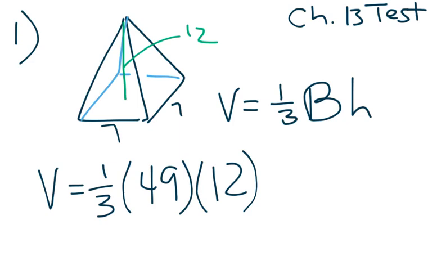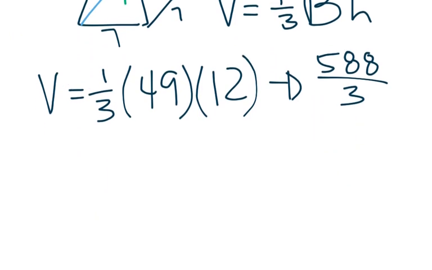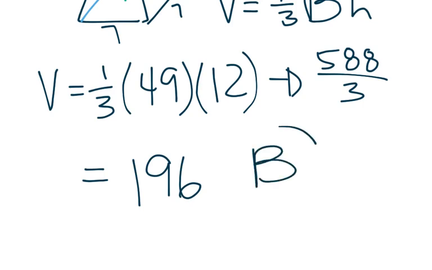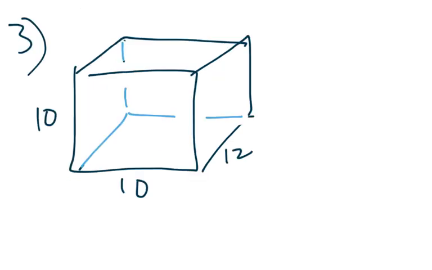So now we are going to multiply 49 times 12, which is 588, and we are going to divide that by 3, because when you multiply something by 1/3, it is the same as dividing it by 3. So 588 divided by 3 is 196. So let's look at our answers, A, B, C, or D, and B is 196. That means our answer is B.